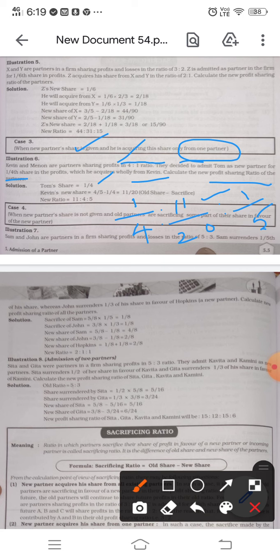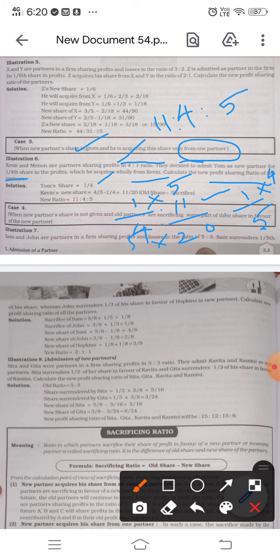So for Tom it will be 5, into 5, and for Kevin 4. So Kevin is the partner. So 4:2. No changes for the Kevin. So 4. And for 11 is the Kevin. So 11:4:5. Okay, it's a very simple sum.